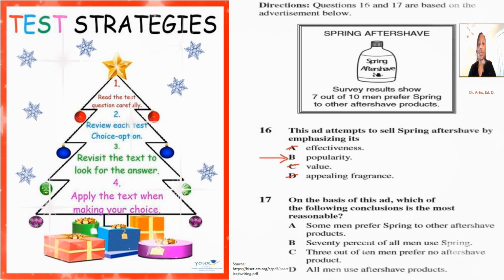So now that we have answered test item 16, we're now ready to go on to test item 17. Once again, you want to use the information that's given to you in the ad in order to answer your test item. So here we have, on the basis of this ad, which of the following conclusions is the most reasonable? So we're going to highlight the word conclusion because that's our keyword here. We're going to draw a reasonable conclusion based on the evidence that has been presented to us, okay?